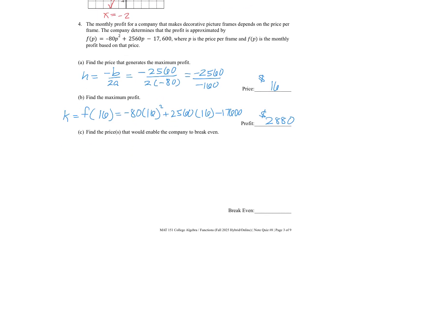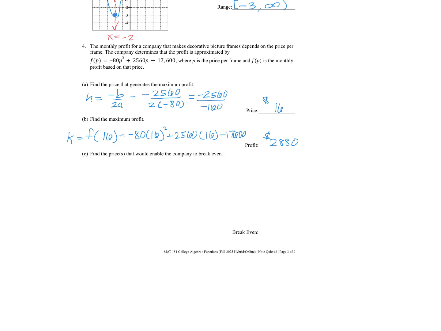All right, now we're going to talk about the break-even point. And remember, breaking even is where your cost that you're paying out matches the revenue that you're bringing in. So that's where you have a profit of 0. So we're going to set the profit equal to 0, which means that we're going to be setting the F of P formula equal to 0. That's -80 times P squared plus 2,560 times P minus 17,600 equal to 0.